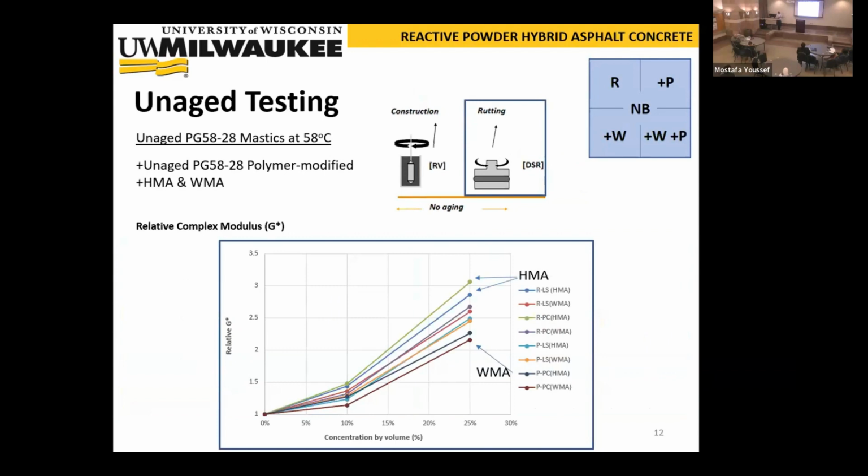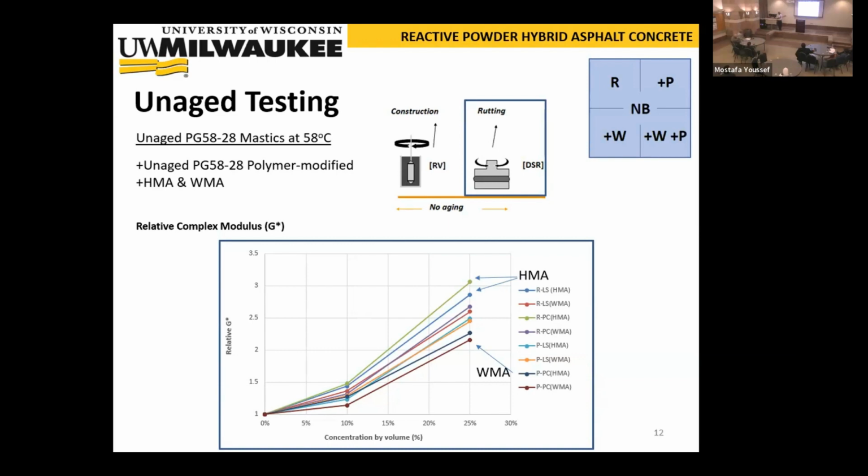We also looked at the complex shear modulus as an indicator of stiffness beyond construction. So viscosity helps us understand constructability. Stiffness helps us understand its behavior in service. Again, the same trend was observed. What we're plotting here on the y-axis is the relative stiffness, or relative G star, not the actual value. So all these values are divided by the control without any additive. That's why we start from 1 and we increase.